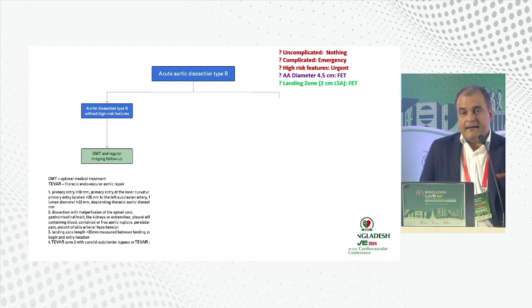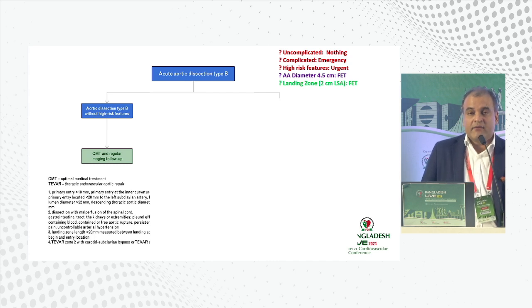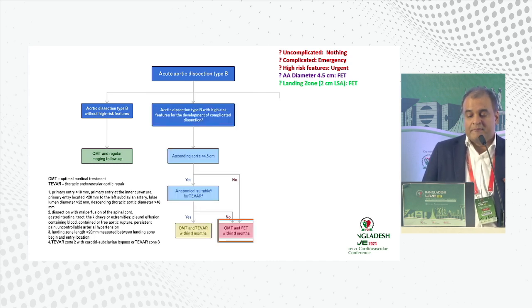Now, looking at the concept of the management, if a patient comes with type B without any high-risk features, you manage the patients with oral medical therapy and regular follow-up. If the patient comes with high-risk features, which I've mentioned before, first thing you have to see, what is the ascending aortic diameter? If it's less than 4.5 centimeter, then you have to see whether the patient is suitable for a TEVAR. If TEVAR is possible, TEVAR should be the first option because it's less invasive.